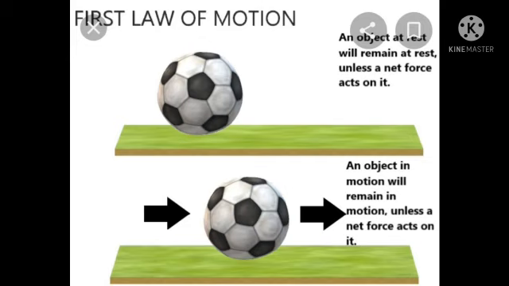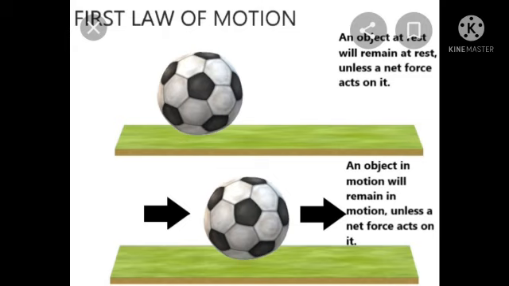As you can see in the slide, in the first picture the ball is kept and it is not moving here or there, so it will remain in its original position until and unless you apply a force, until you hit the ball. Once you apply the force, it will change its position. Similarly, in the second figure you can see the ball is moving with one speed, so it will move with that same speed until and unless a force is applied to it.